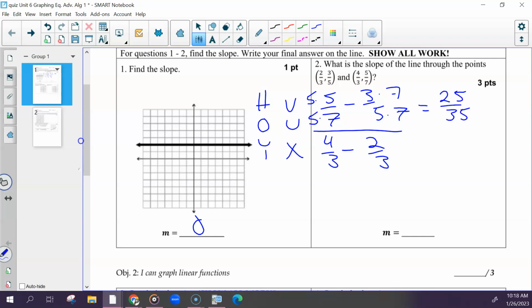25 over 35 and 21 over 35. You could have either waited to simplify this denominator or simplified it here, it does not matter. And then simplify the numerator. So 4 over 35 all over 2 over 3. So you needed to show me at least that amount of work.